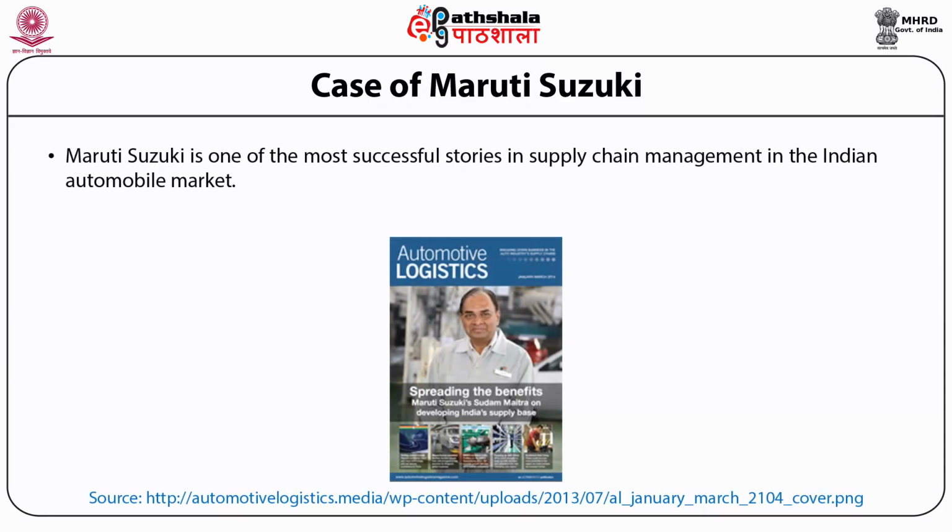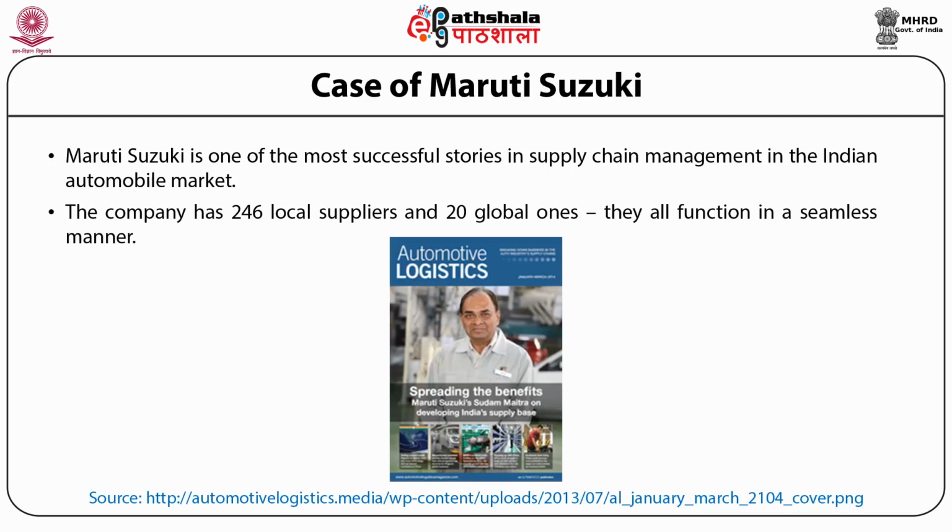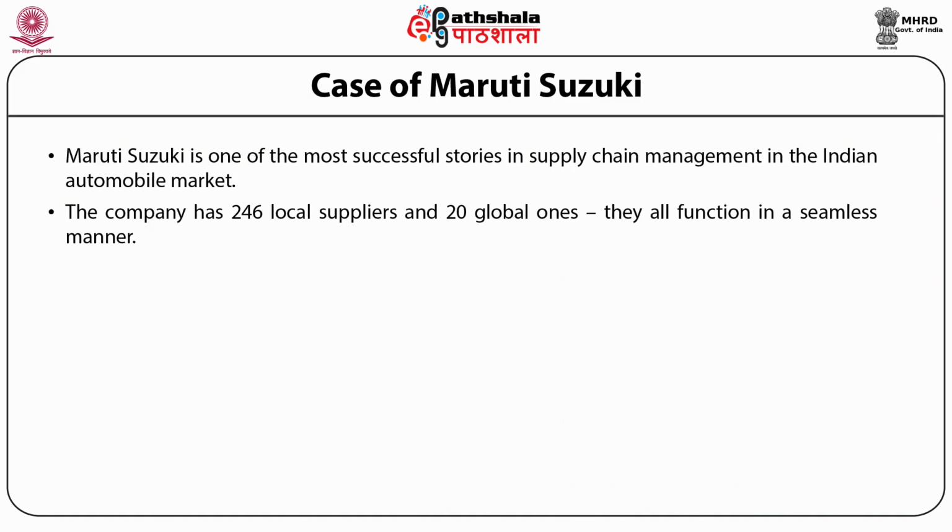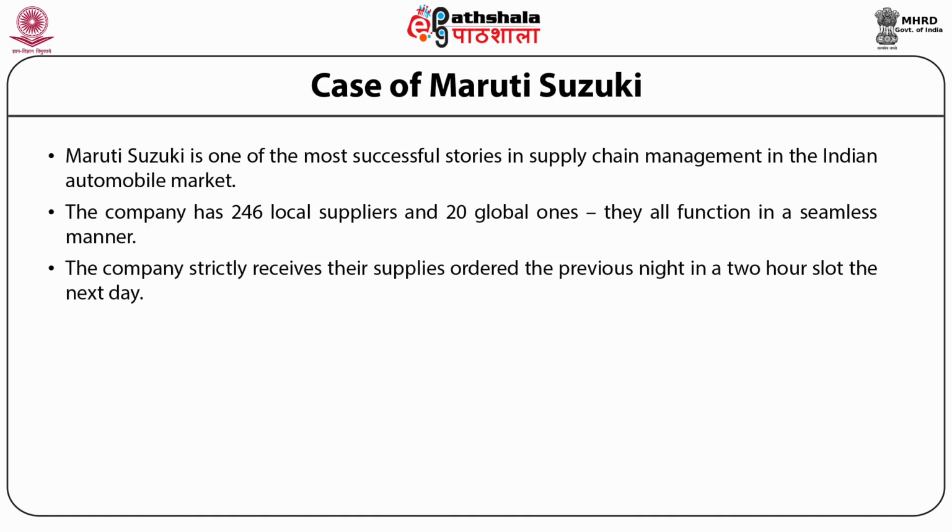Maruti Suzuki is one of the most successful stories in supply chain management in the Indian automobile market. Over the years, it has worked to convert obstacles into opportunities. The company has 246 local suppliers and 20 global ones. They all function in a seamless manner. The company strictly receives its supply orders the previous night, in a 2-hour slot the next day, an achievement from the initial 30-day supply period.